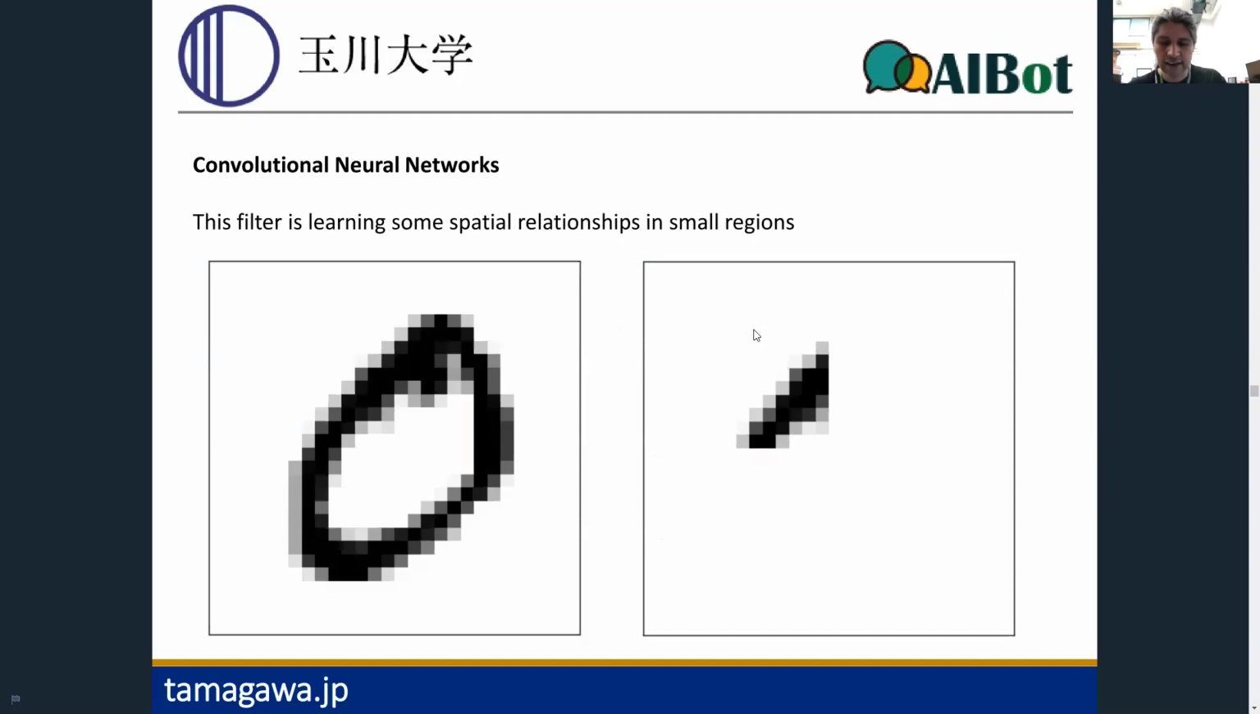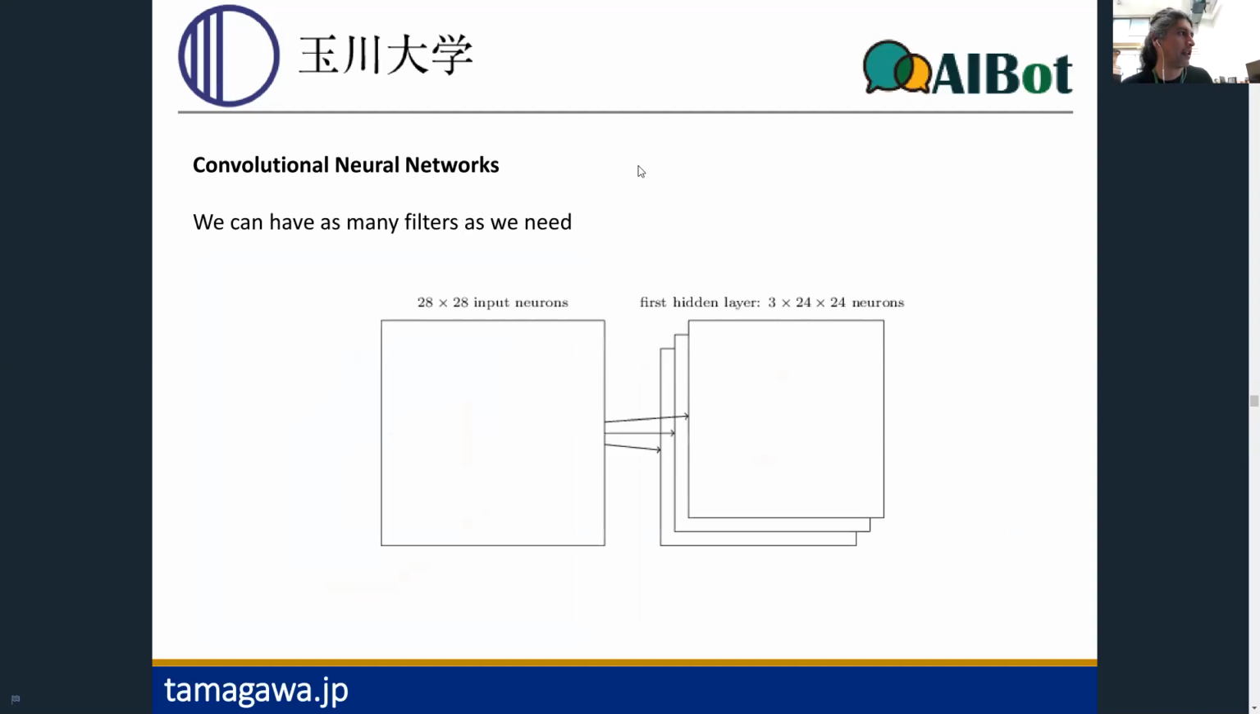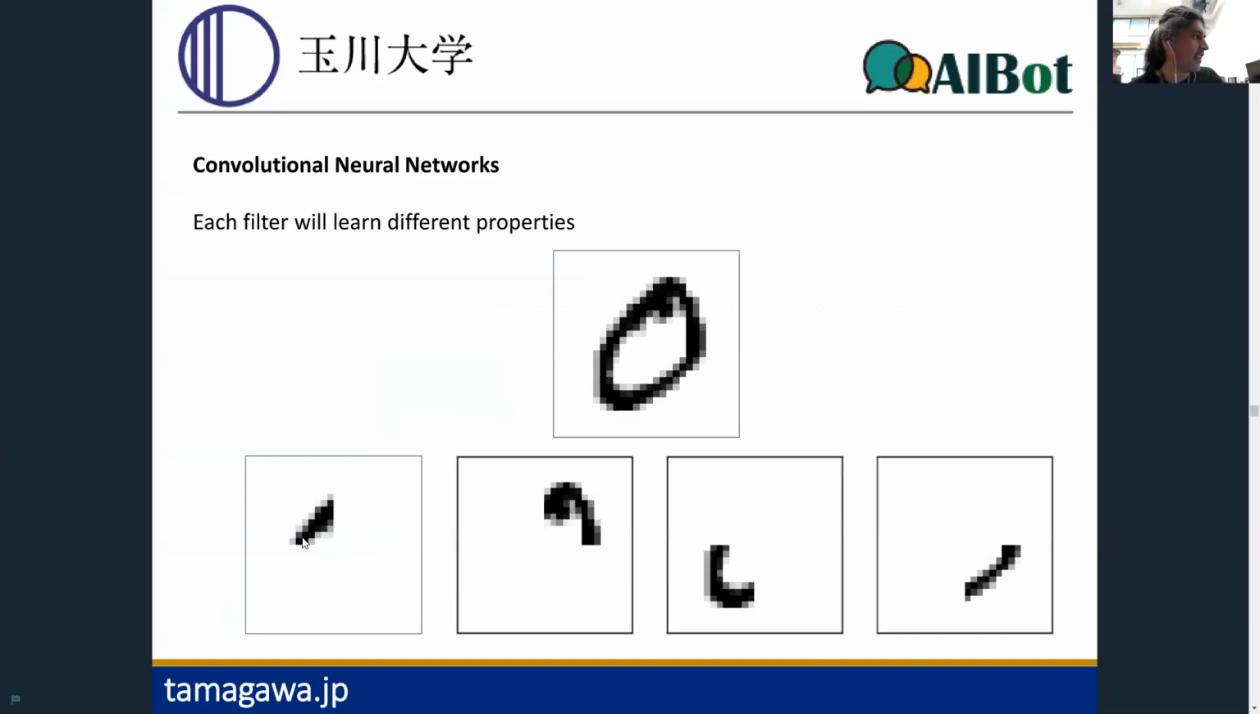What is the advantage of this? It is that we are learning some spatial relationships in our pixels. So we are learning, for example, one layer is learning to recognize all the diagonal arrays in our image. Some other is going to learn all these top points, the other these lines, and so on. So we are dividing our representation into several 2D filters. So we can have as many hidden layers as we want, and each layer is a 2D filter. So this layer is going to mark a one if it sees this pattern. This layer is going to turn on if it sees this pattern, and so on.